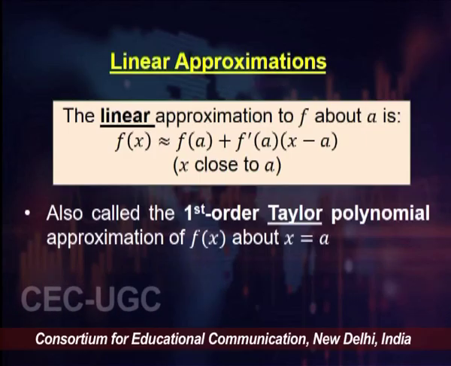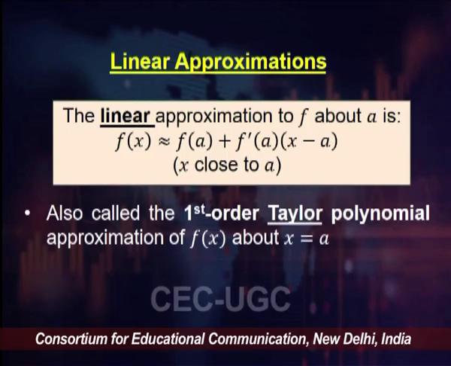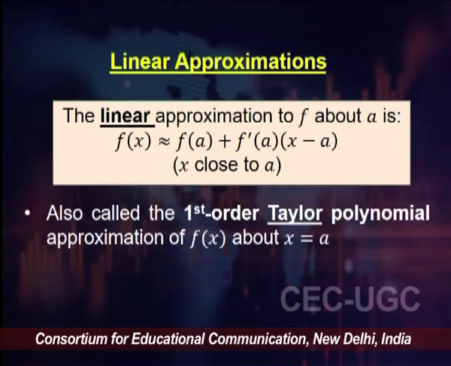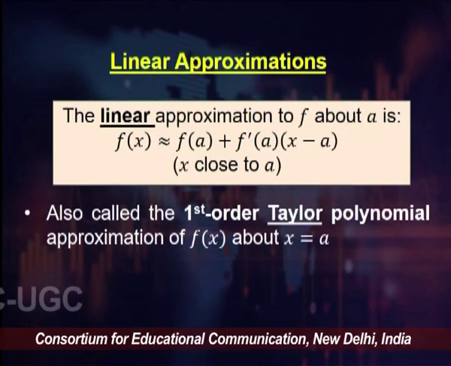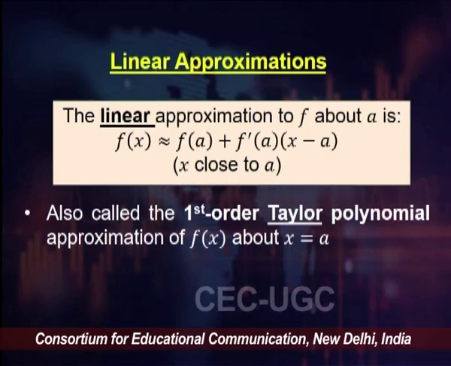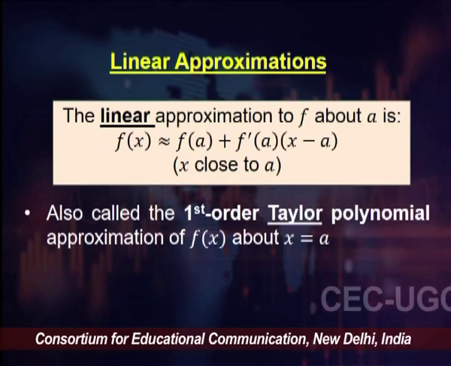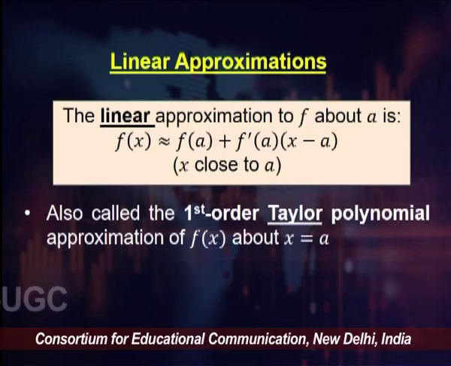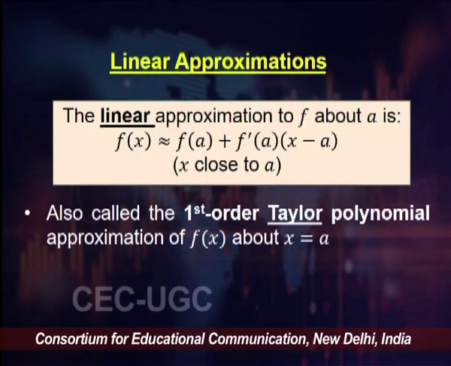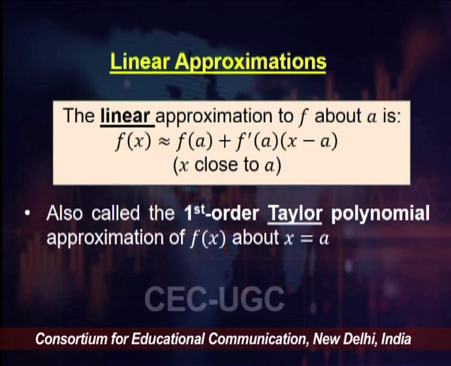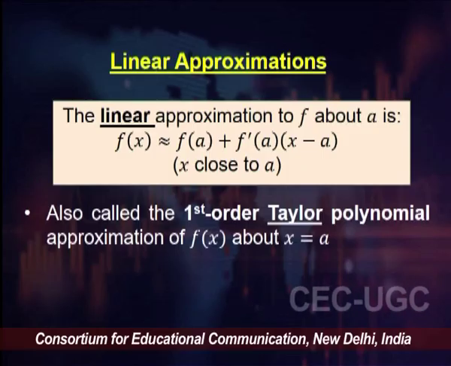So formally, the linear approximation to the function f about x equal to a is given by f of x approximately equal to f of a plus f prime at a times x minus a, where x is taken close to a. Because here we also have that the function is nicely behaved, it's continuous, and we don't have big jumps in the function. So taking x close to a helps keep the error in check.